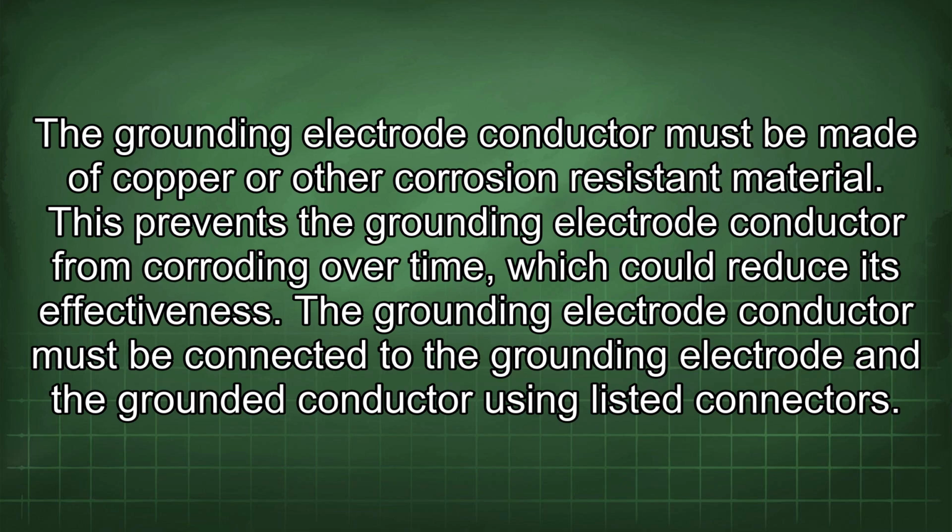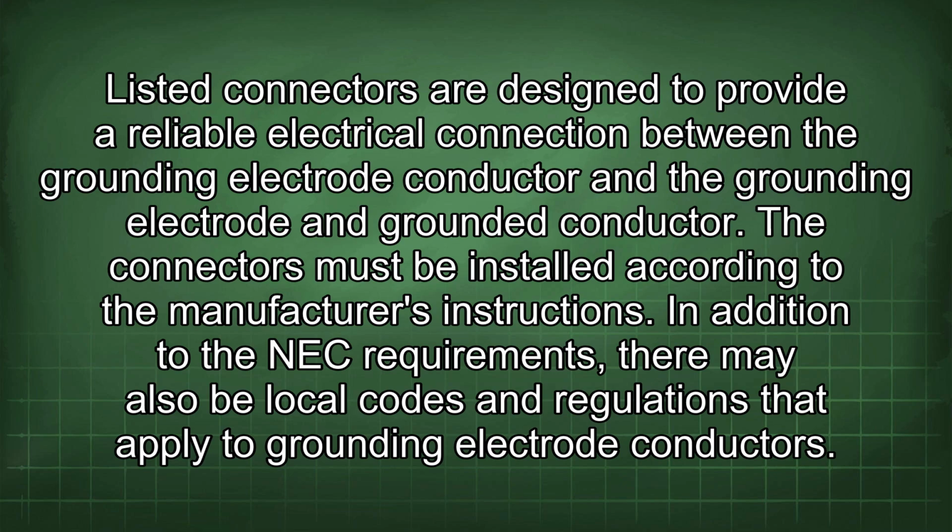The grounding electrode conductor must be made of copper or other corrosion-resistant material. This prevents the grounding electrode conductor from corroding over time, which could reduce its effectiveness. The grounding electrode conductor must be connected to the grounding electrode and the grounded conductor using listed connectors. Listed connectors are designed to provide a reliable electrical connection between the grounding electrode conductor and the grounding electrode and grounded conductor. The connectors must be installed according to the manufacturer's instructions.